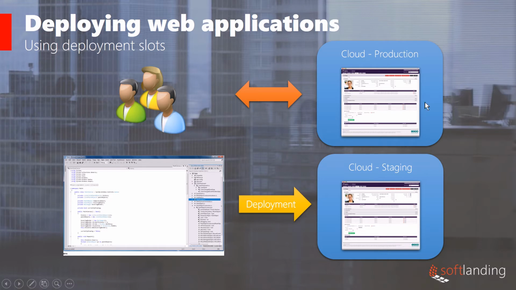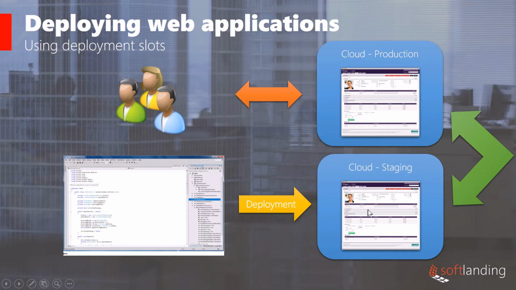And as soon as you're done with your testing, you might want to update your web application. You might want your users to be able to use version 2.0 of your web application. That can be done very easily, because the only thing you need to do is swap those slots. Swapping slots means the staging slot becomes the new production slot, and the former production slot becomes the new staging slot that you can use to work on version 3.0 of your web application, for example.